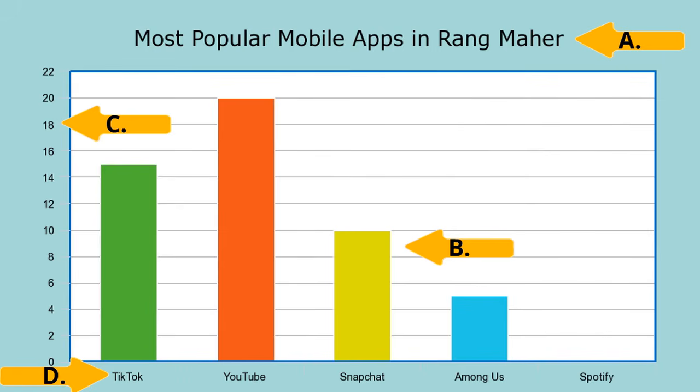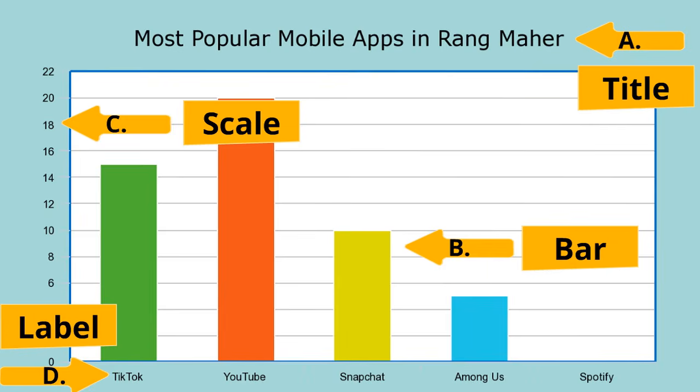Well, did you remember all four parts? A was the title, B is the bar or the bars, C is the scale, and D are the labels. Well done if you remembered all four. They're going to be important today. Let's jump into the lesson.